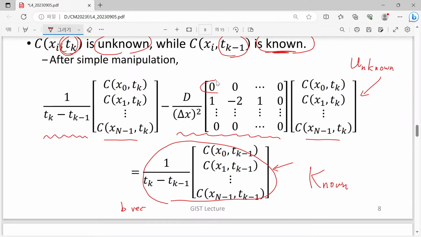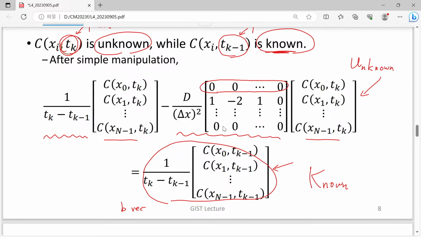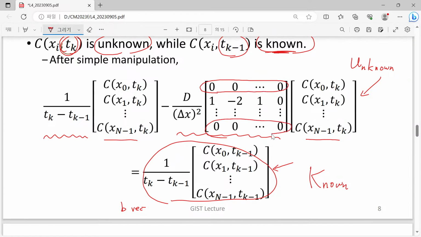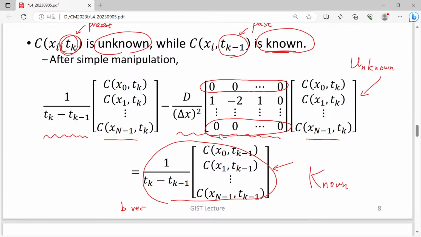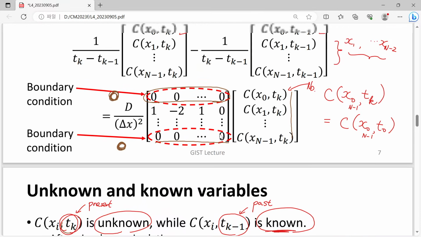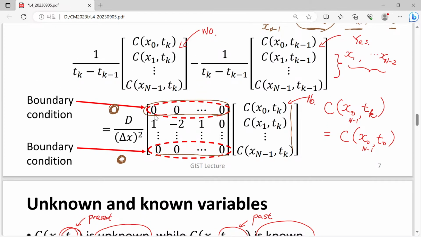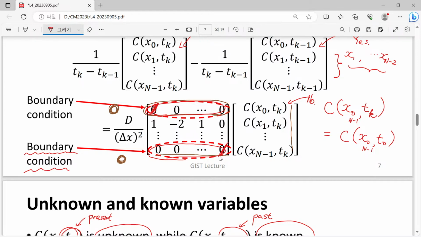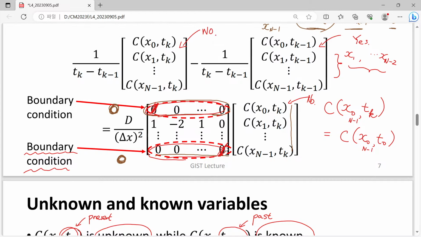Intentionally, this first row and the last row have all zero values. Why? On this slide, we have all zero first row and all zero last row to impose our boundary condition. If we have, for example, 1 and 1, then it does not satisfy the boundary condition.